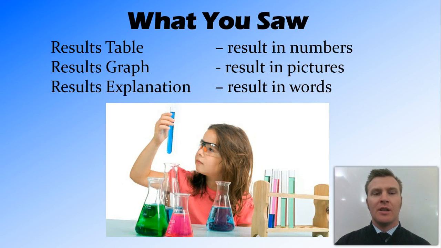Now what you saw. Now this is the results, and we put our results in three different ways. Firstly, we have numerical results in numbers in a table. We then use pictorial results or pictures, and we draw a graph. And then we explain our results using words. So we have an explanation. And sometimes this explanation of results is included at the start of the discussion rather than in the results section.